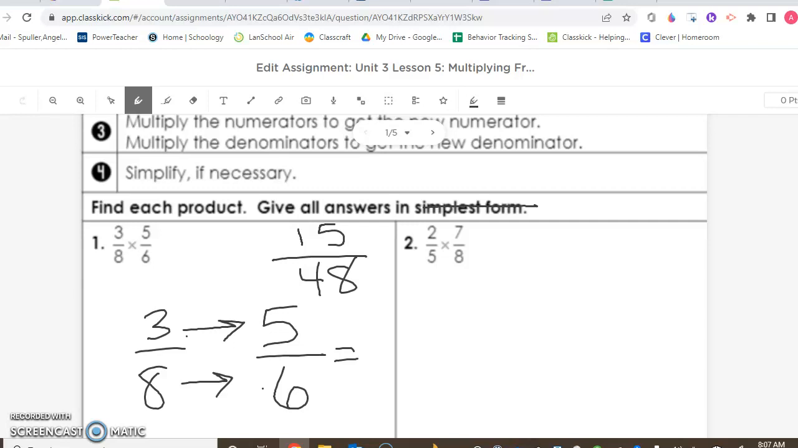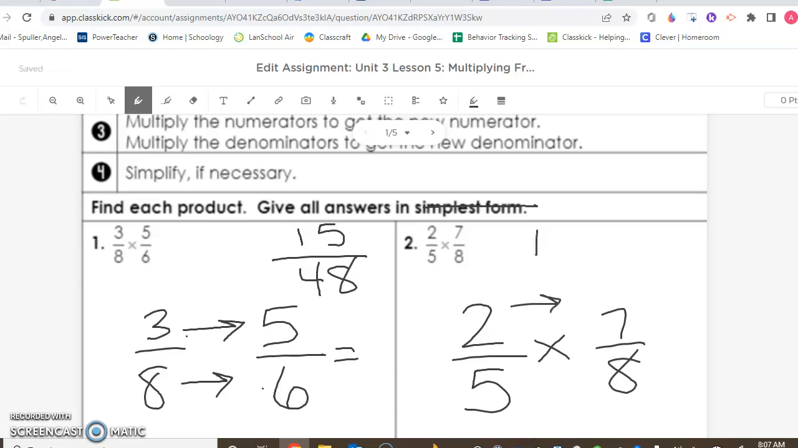A lot of times we get confused on this one. 2/5 times 7/8. Okay. 2 times 7 is, we're going across, 14. 5 times 8 is 40. Good job.